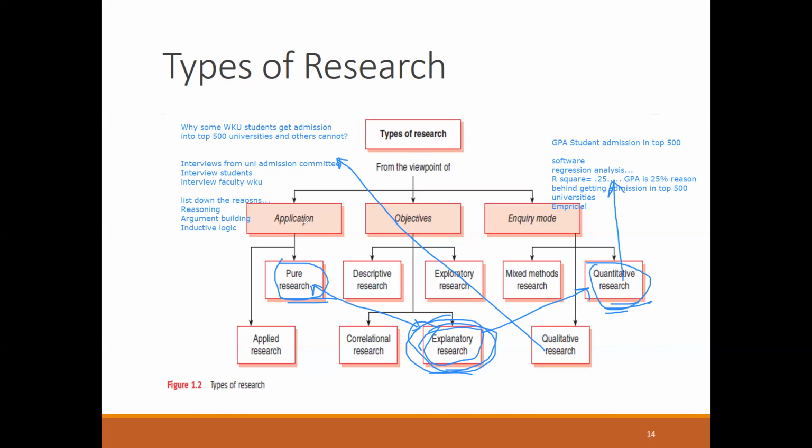Not really. You have to choose one type from applications. You have to choose one type from objectives. You have to choose one type from inquiry mode. So you cannot say that I am only doing basic research. No, you have to choose one type from each section: one from the objective section, and one from the inquiry mode. So this combination, which I have just suggested, is a very good combination.